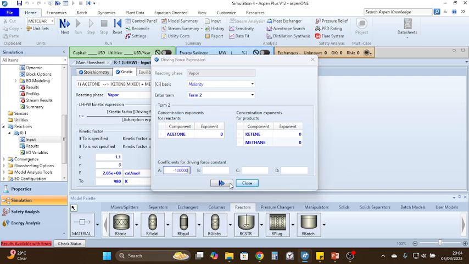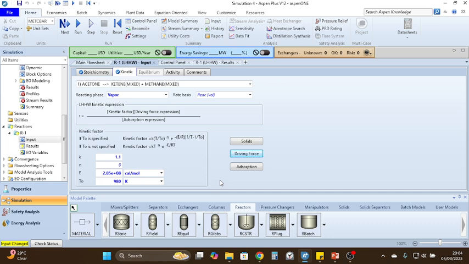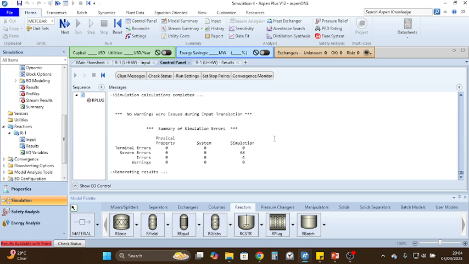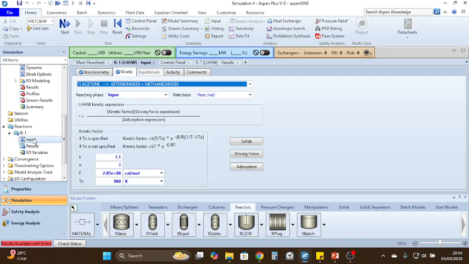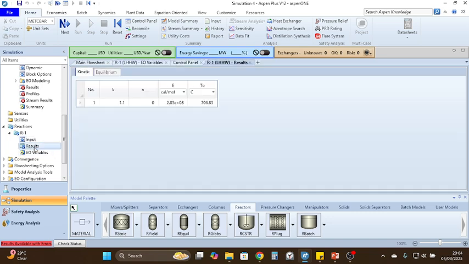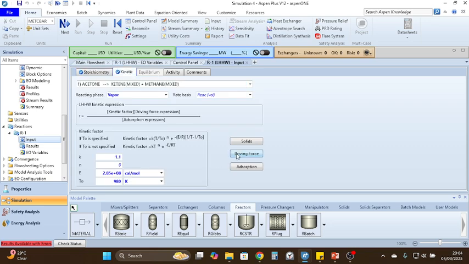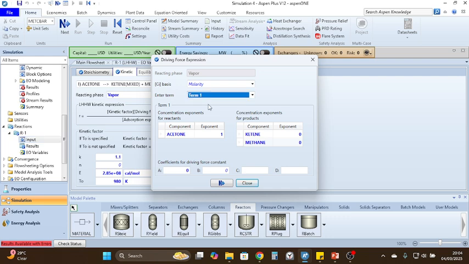Sir, why did you put that exponent 0 for acetone in term 2? Because in this part over here we are not considering acetone in term 2. That is why I have put it as 0. Okay.